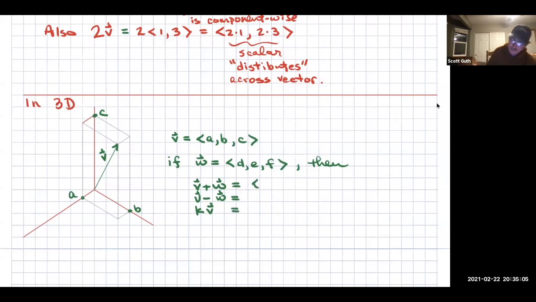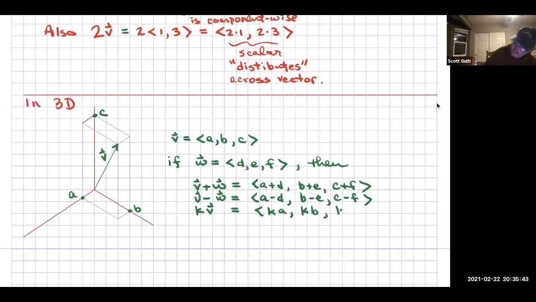Okay, so again, you add component-wise. So x is added, y is added, and z is added, same with subtraction. Now subtraction, we subtract component-wise. Obviously. And then scalar multiplication, the scalar distributes across the vector. So we're going to have a kA, kB, and a kC. So that's just sort of the algebra behind this.